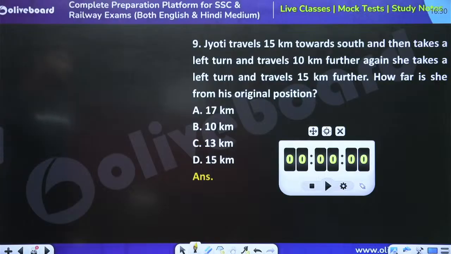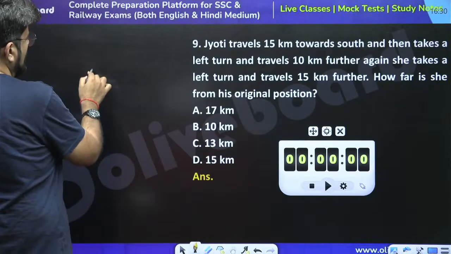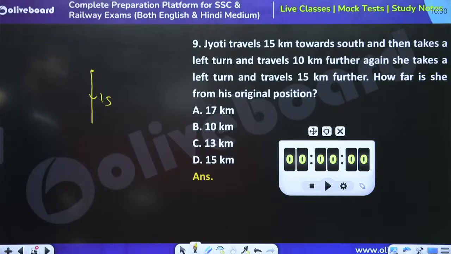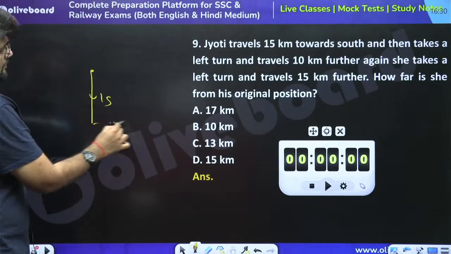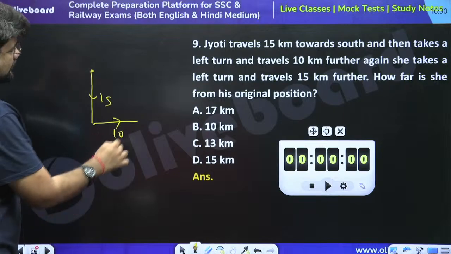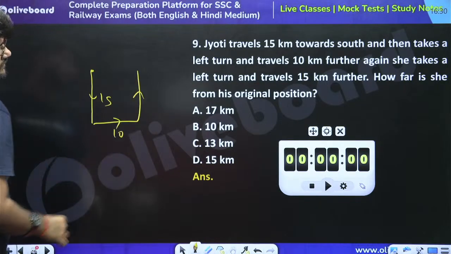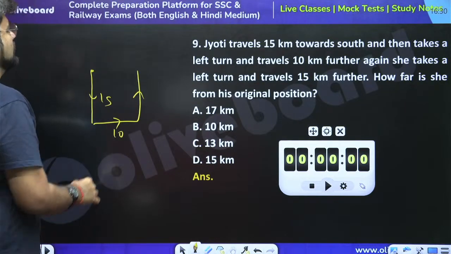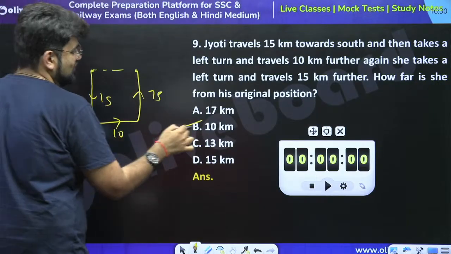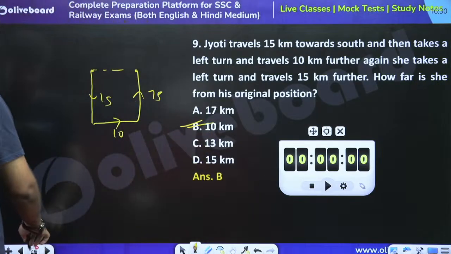Jyoti travels 15 kilometers towards south. Then takes a left turn and travels 10 kilometers. Further again she takes a left turn and travels 15 kilometers. Further, how far is she from the original position? I told you 1 or 2 questions can be actually easy. Option B is the right answer.